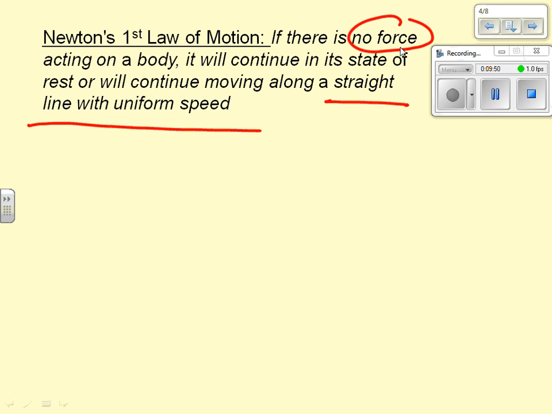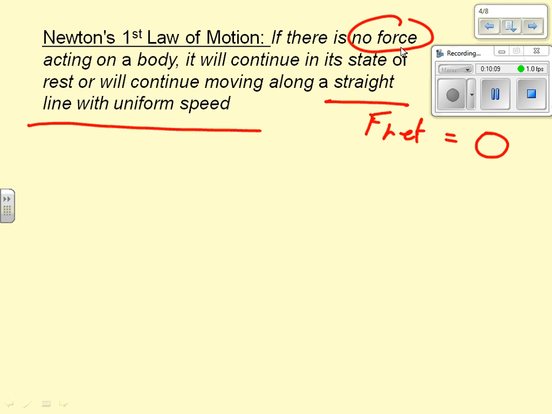So what I really mean when I say no force, what I really mean is the net force is equal to 0. That's really what I mean. What do I mean by the net force? Overall. Yeah, overall, the sum of all the forces, the total value of all the forces.